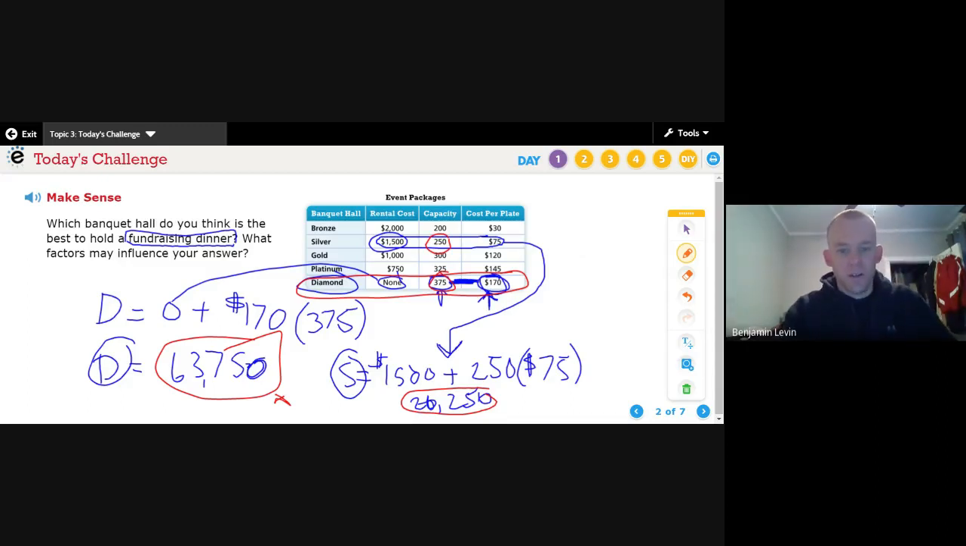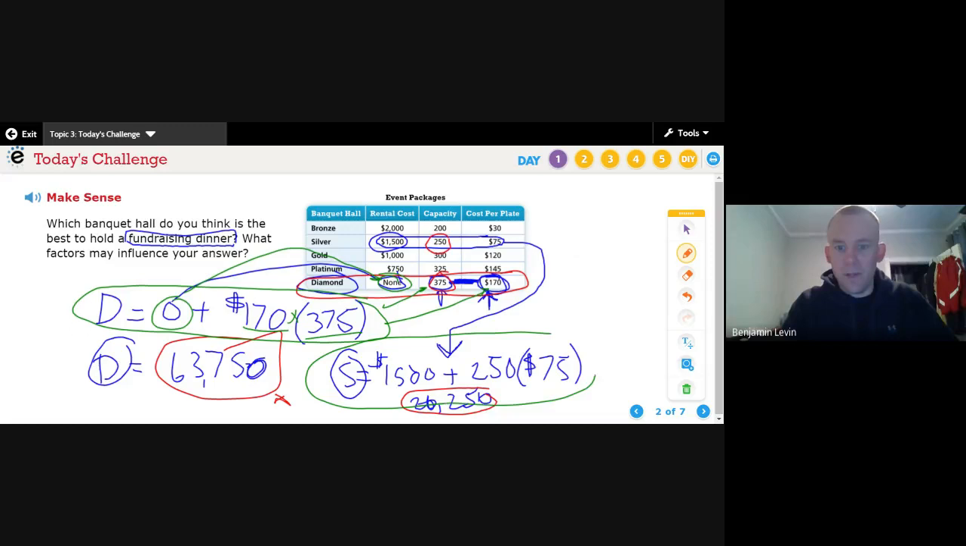So we're starting to think about making an equation. Does it make sense how I got this information? Do you guys have any questions about how I got this information? The cost to rent the Diamond Hall came from this information that they gave us right here, right? No rental fee plus $170 times the amount of people it holds or the amount of people we invite, right? And then this one for the Silver Hall was the $1,500 rental fee plus its 250 people capacity, and we multiply that by $75 a plate.